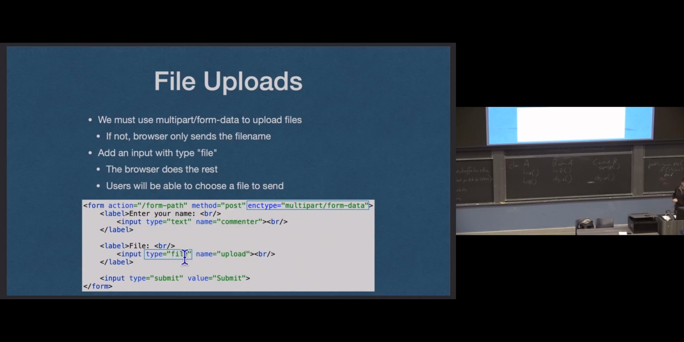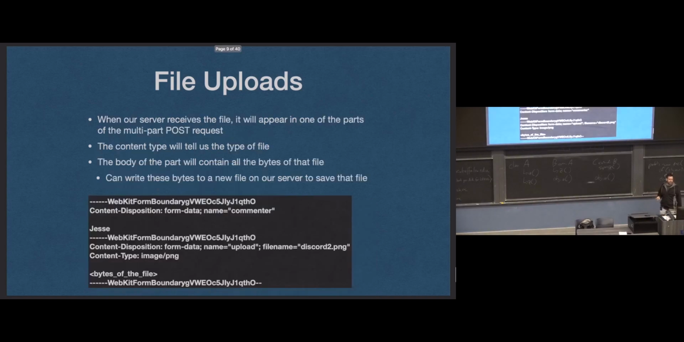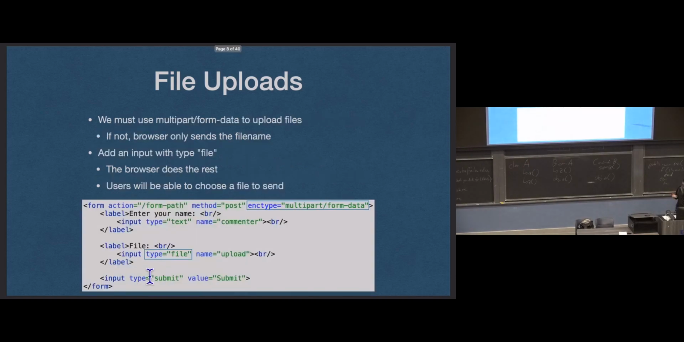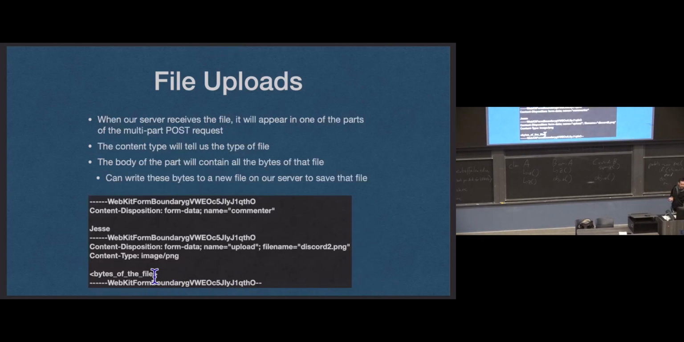But anyway, this is all we do on the front end. Type file, browser takes care of the rest for us. We better have multipart as our encoding type, or else the browser's not going to send the contents of that file, just the file name. And then we'll finally get a request like this. We'll get a request with all of the parts of the form. Every input of the form will have a separate part of the request, technically except for the submit input. This input's not going to have anything. And we'll have the actual contents of the file, the bytes of the file.